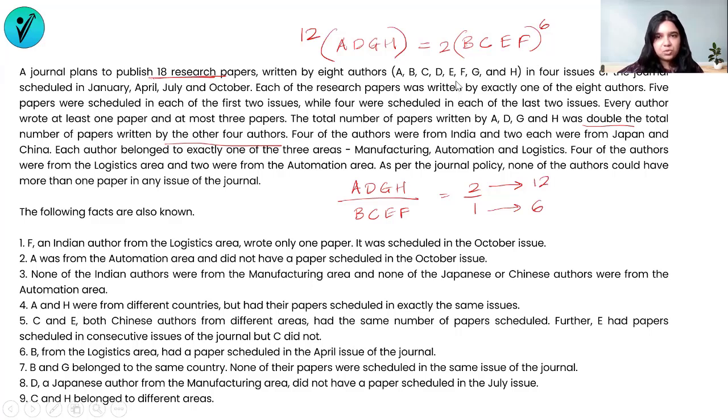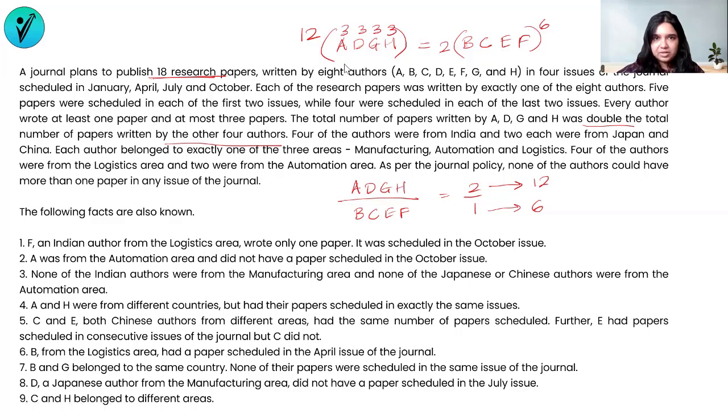Now, every author can have a minimum of 1 paper. Every author wrote at least 1 paper and at most 3 papers. So a maximum of 3 papers goes to every person. If there are 12 papers distributed within 4 people and a maximum of 3 for all of them, it means that each of them must have written 3 papers or published 3 papers.